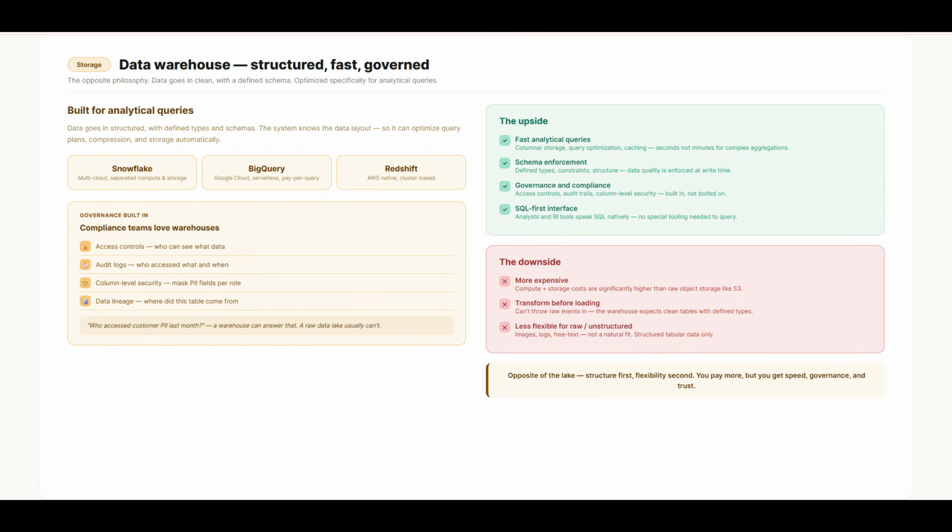But warehouses are more expensive, sometimes significantly, and you've got to transform your data before it lands there. You can't just throw raw events in and expect good results. The warehouse expects clean tables with defined types.